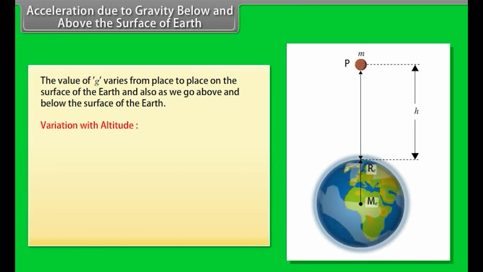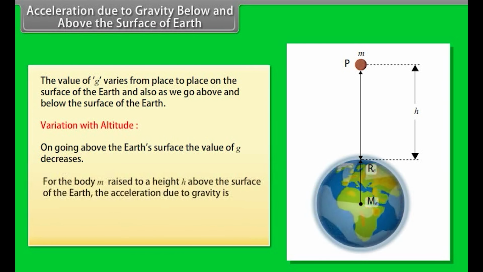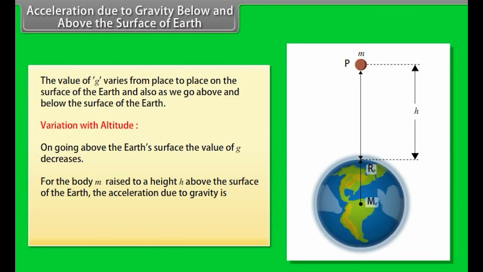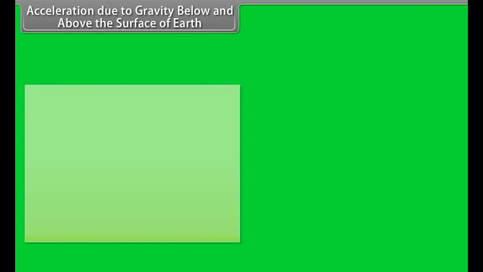Variation with altitude. On going above the Earth's surface, the value of g decreases. For the body m raised to a height h above the surface of the Earth, the acceleration due to gravity is given by g' = g × (1 − 2h/R).